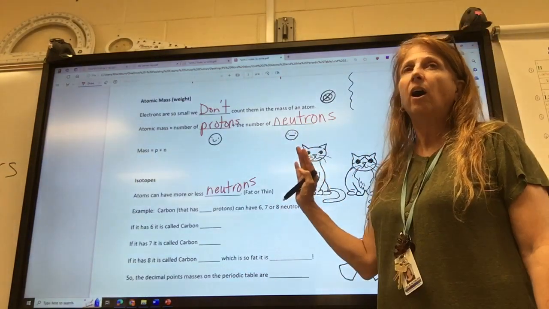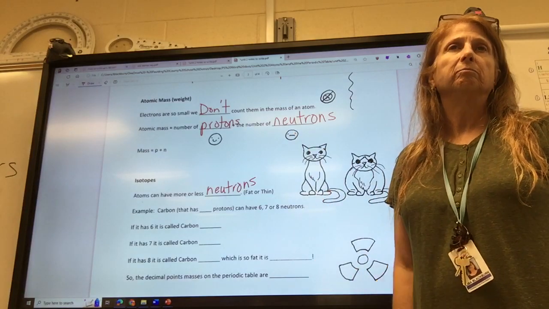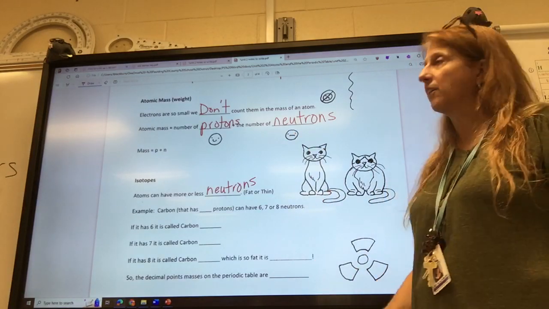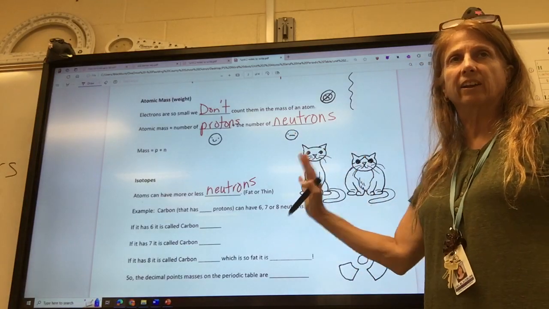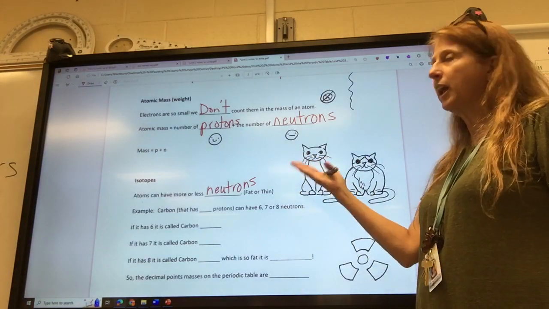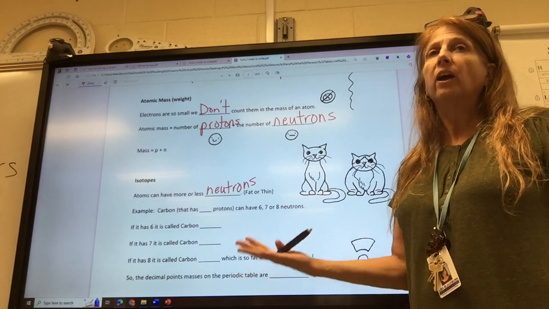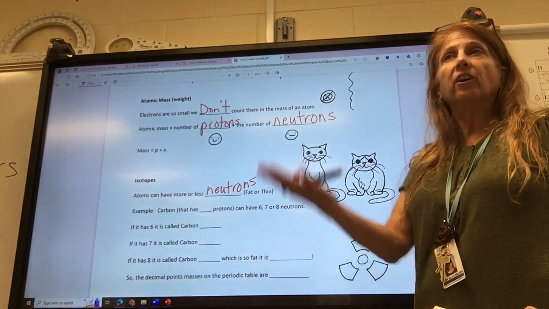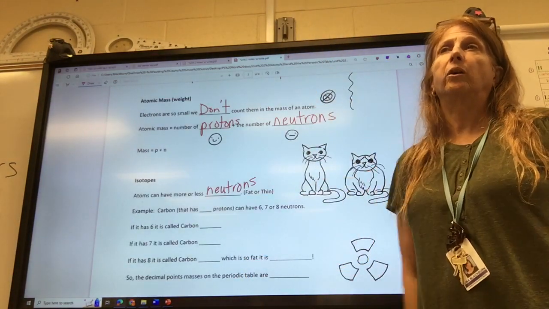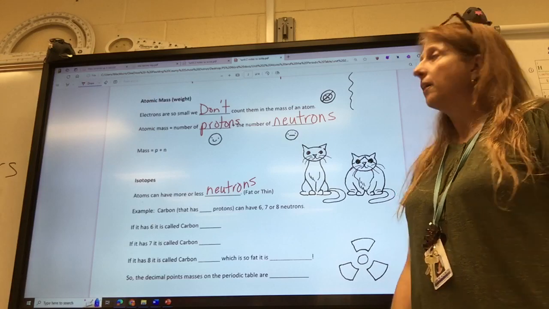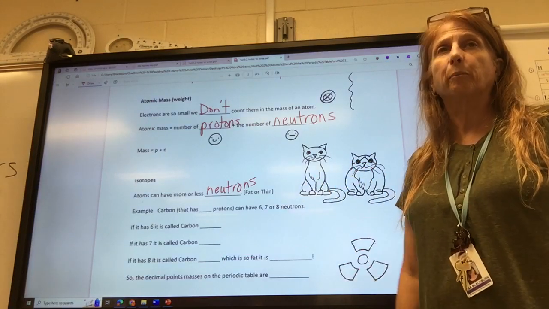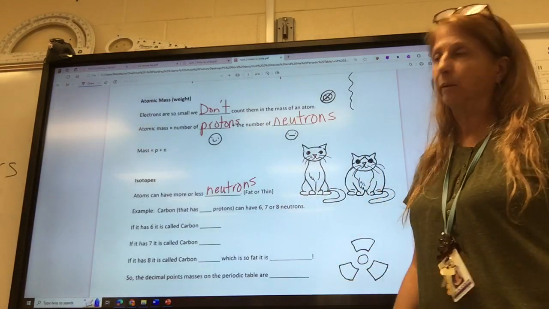But it's also, are they both cats? Yeah, they're both house cats. The difference is fatness, right? So that's the same thing with our elements. They're still the same element. They're just fat or thin. So haven't you wondered why those cats were on the wall? Now you know, they are representing isotopes, fat and thin atoms, okay?